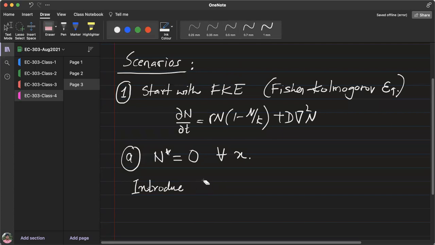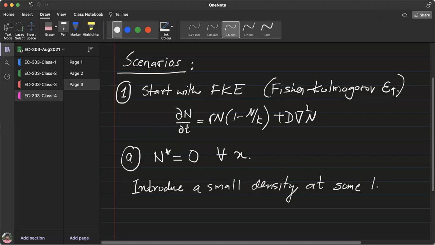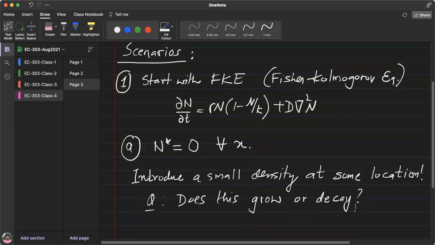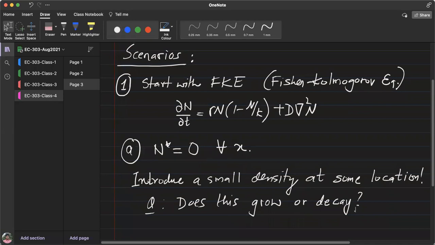Introduce a small density at some location. The question is, does this perturbation grow or decay? So this is one scenario. Is it clear to everyone what scenario you should try? Does it make sense?